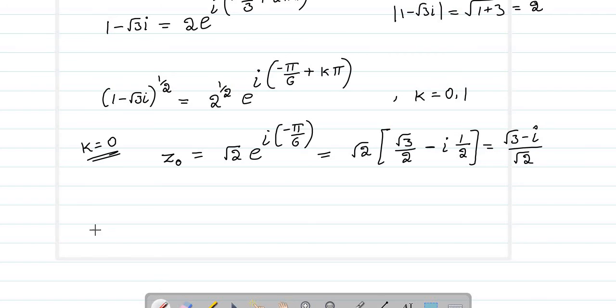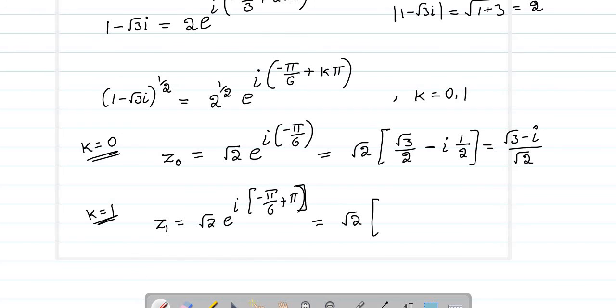And when k equals 1, let me call it z1. That is root 2 into e power I times minus pi by 6 plus pi. So you get pi minus pi by 6, which means you're in the second quadrant, so cos is negative, sine is positive. So root 2 into, we know cos of pi minus pi by 6 is the same as minus cos of pi by 6, which means minus root 3 by 2. So here you'll get minus root 3 by 2.